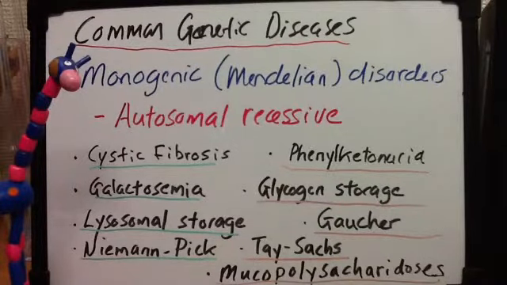So now let's continue talking about the common genetic diseases, in this case monogenic Mendelian disorders, and we just finished talking about the autosomal dominant disorders. Now we'll talk about autosomal recessive disorders.